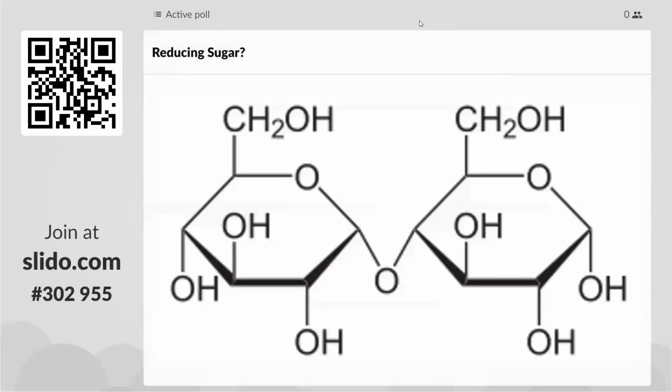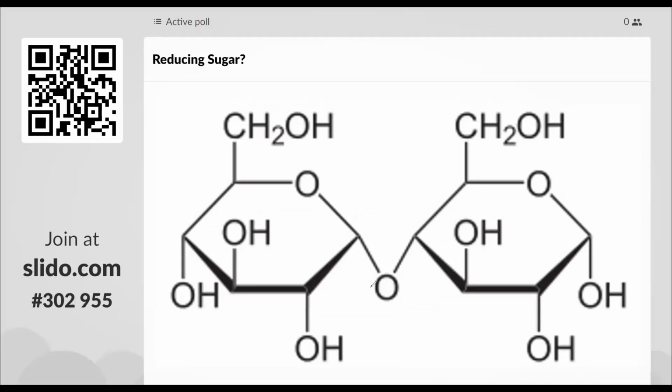How about this one? All right, so anomeric, anomeric, reducing. This anomeric carbon on the right is not in a glycosidic bond, so this can become linear again. Therefore, we call this a reducing sugar.